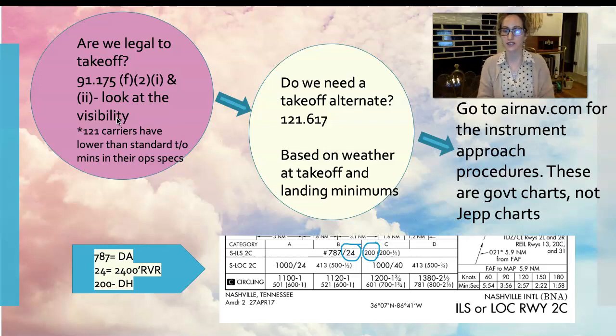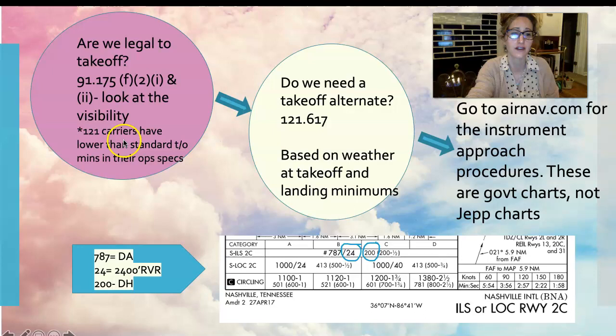Runway visual range is how far down the runway you can see, the horizontal distance, and it's in hundreds of feet. So if we look at our departure, let's say we're going to take off at 1600 Zulu out of Nashville, and Nashville is reporting a quarter statute mile, we can't take off. We're not legal to take off because we need to have 1 statute mile or 5,000 RVR.